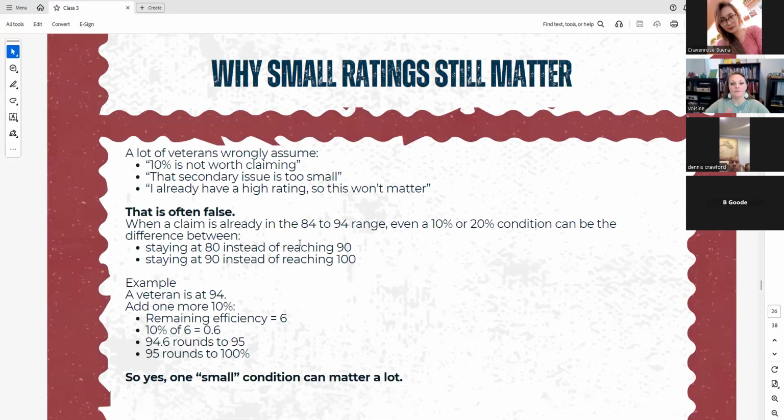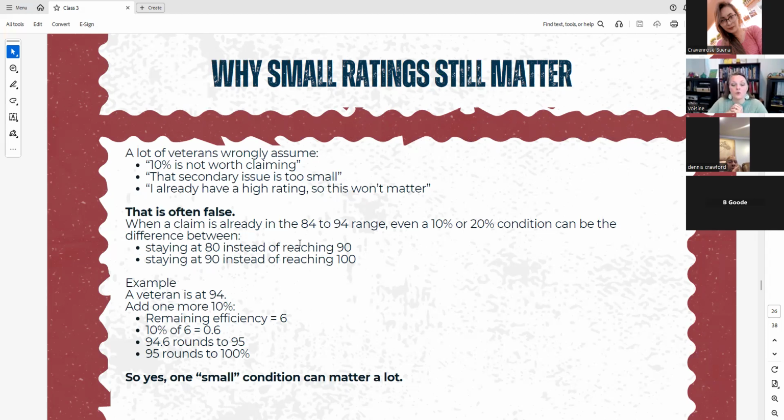So, a lot of times people say, well, I don't want to claim tinnitus. It's only 10%. Well, it's important that we start claiming all, because 10% is still worth something. There's been times where I've had a client that only needed 10% to get to 100.